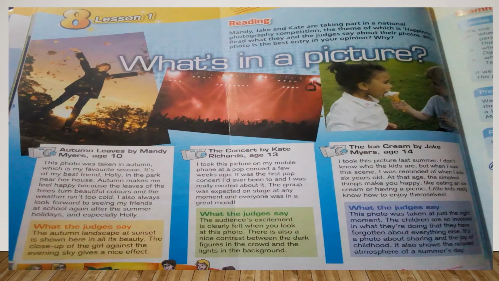The three photos are entitled Autumn Leaves, The Concert, and Ice Cream. The photo of Autumn Leaves is taken by Mandy. The photo entitled The Concert is taken by Kate. And the photo entitled The Ice Cream is taken by Jake.